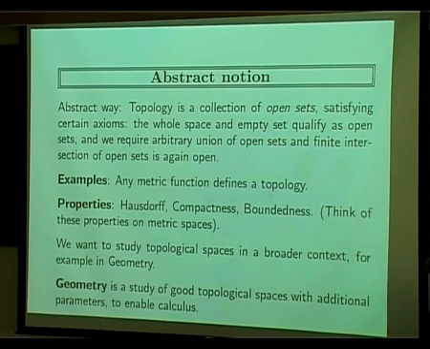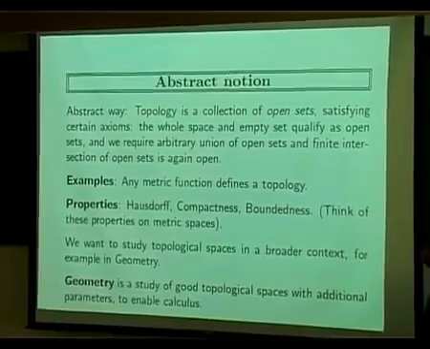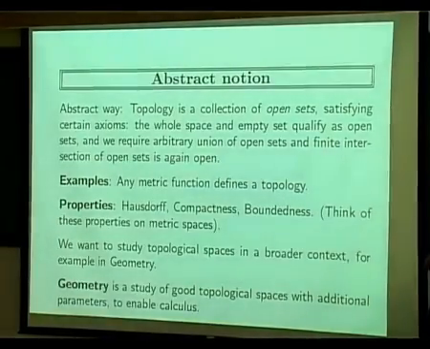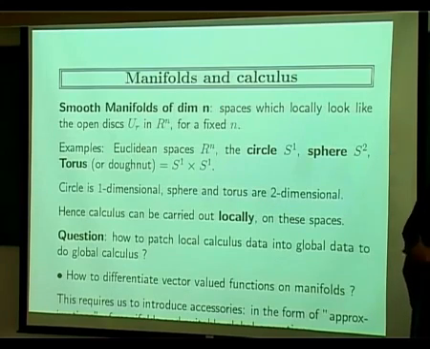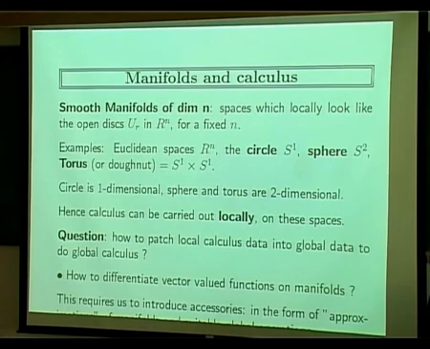But at least we want to study topological spaces not by looking at pathological examples, but rather in a broader context, one which has applications in other subjects, mainly in geometry. So this is actually a study of good topological spaces. I would say what we mean by good topological spaces. For example, you can keep in mind the usual Euclidean n-space. This is a good topological space, with additional parameters to enable calculus. So this motivates a definition of good topological spaces.